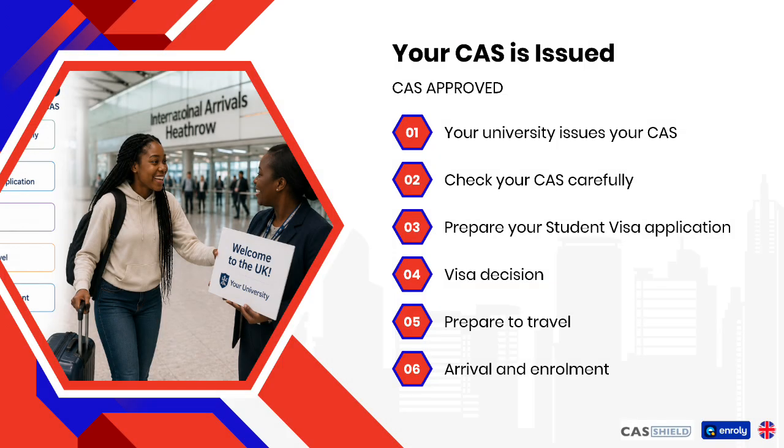Once your university is satisfied, it can issue your CAS. When you receive it, check the information carefully. But receiving your CAS is not the end of the process. You are now moving into the student visa stage. You will use the information from your CAS as part of your visa application to UK Visas and Immigration. After your visa decision, there may also be further steps involving travel, arrival, and enrollment with your university.